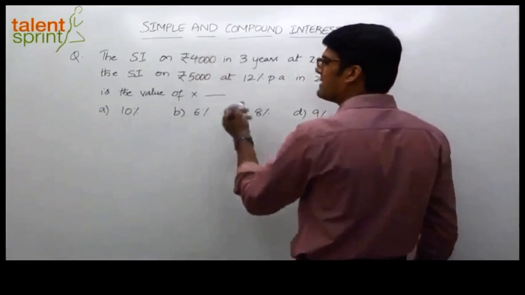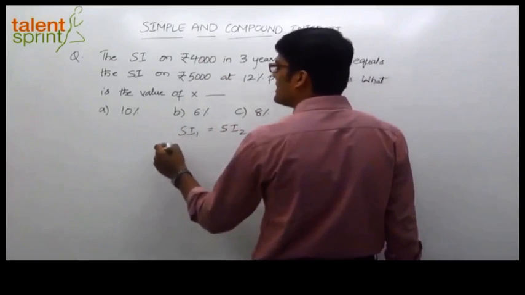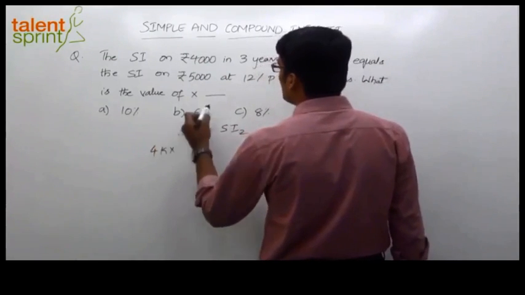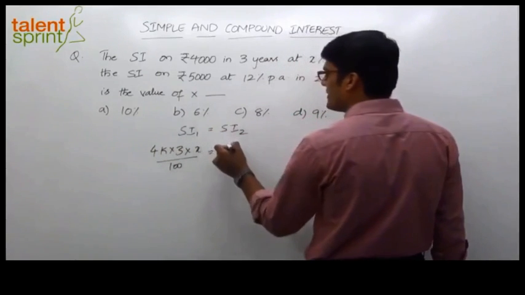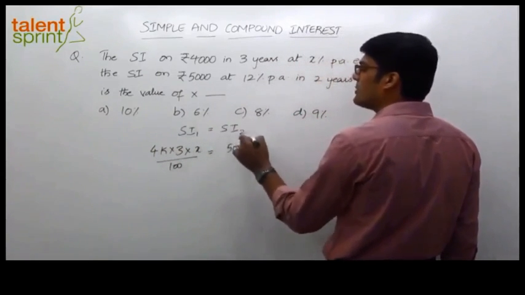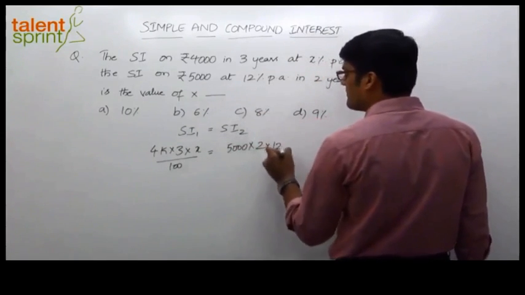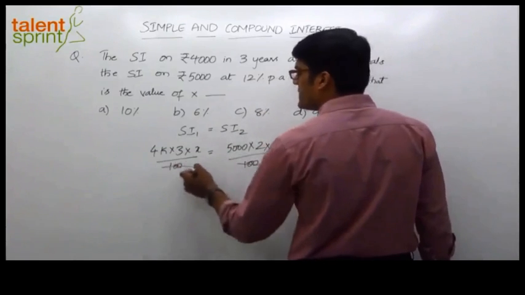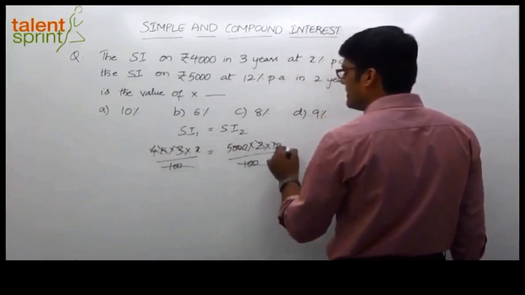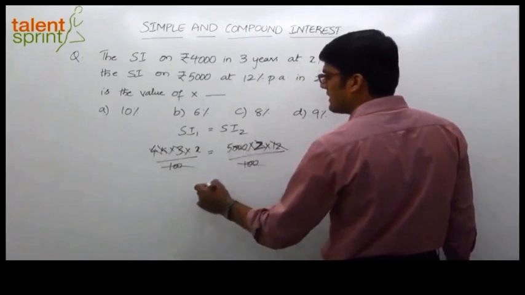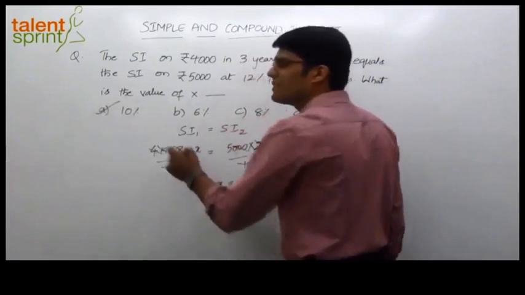He's saying SI in the first case is equal to SI in the second case. SI1 is equal to SI2. What is SI1? PTR by 100. So 4,000 into time is 3 into rate is X by 100 is equal to SI2, PTR by 100. So 5,000 into time is 2 years into rate is 12 by 100. Simplify, zeros get cancelled, the thousands anyway get cancelled. 4 into 3, 12 here gets cancelled, right? So what are we left with? 5 into 2, 10. So X is equal to 10% per annum, which is option A.